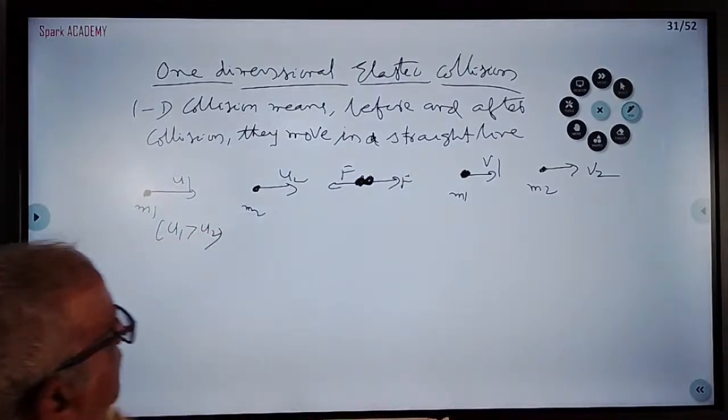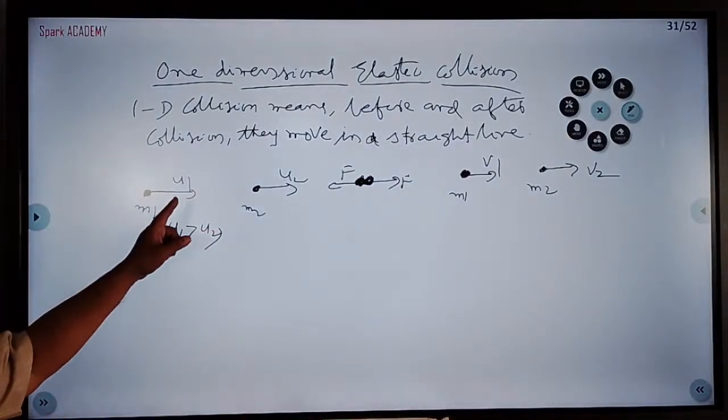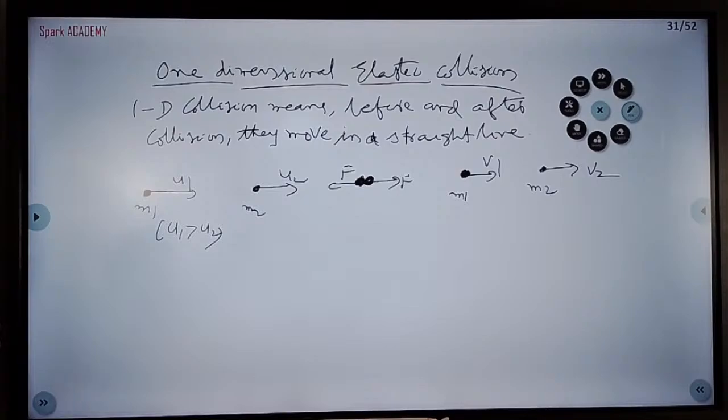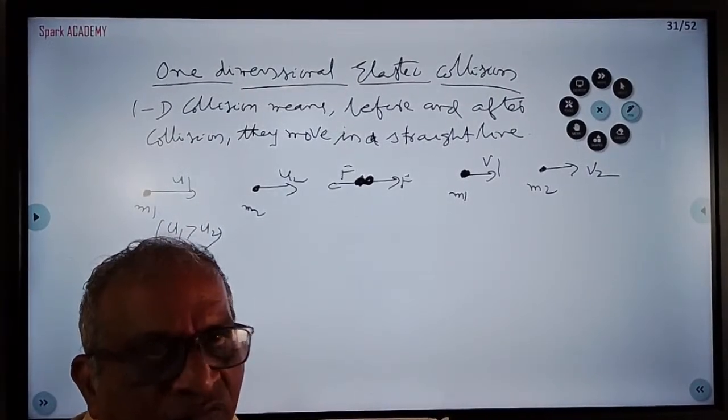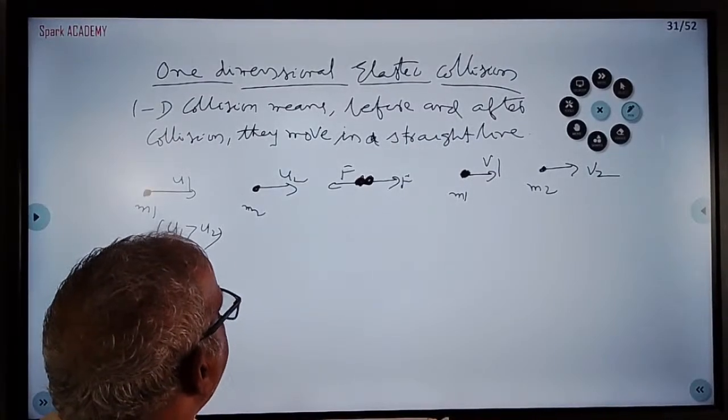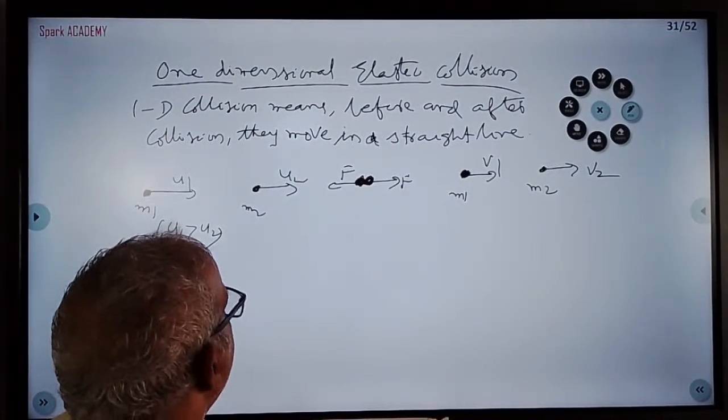This is the diagram for one-dimensional elastic collision. m1 is moving with u1, m2 is moving with u2. u1, u2 are the velocities before collision, the initial velocities. m1, m2 are two small spheres of very small radius.